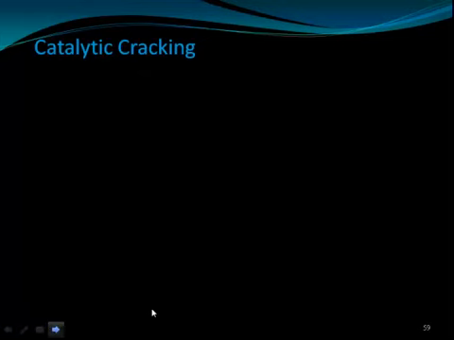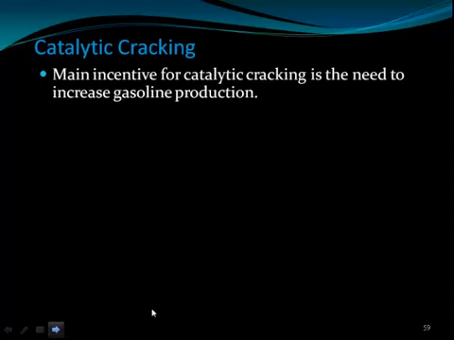So these are the products which need to be manufactured. Catalytic cracking is necessary in order to produce those products. The main incentive for catalytic cracking is the need to increase gasoline production. Of the products shown, the main one is petrol, or gasoline.